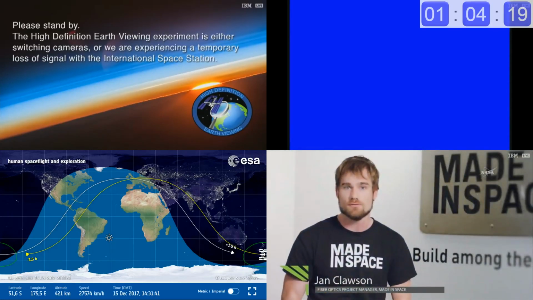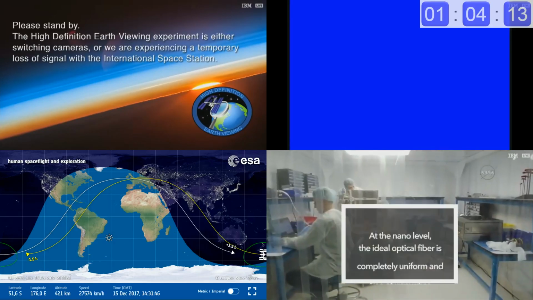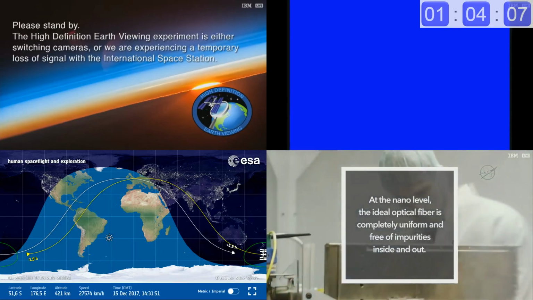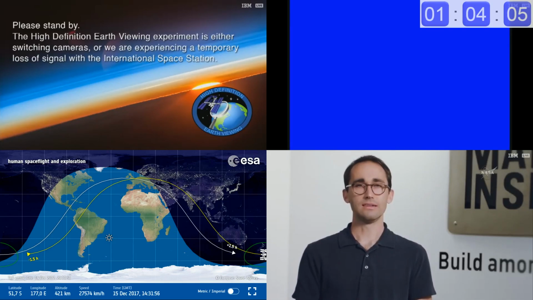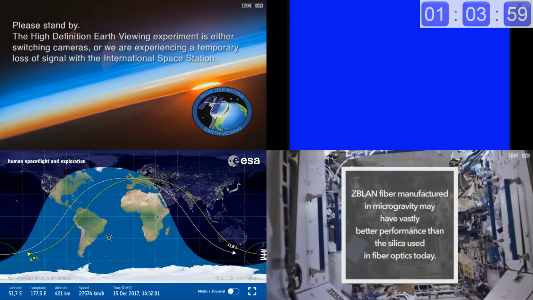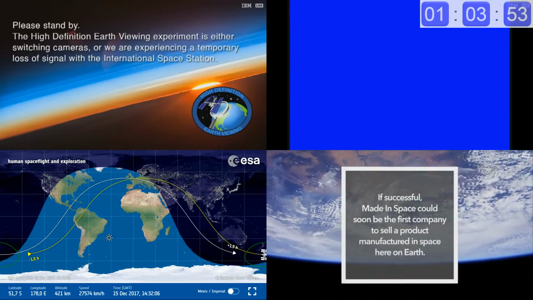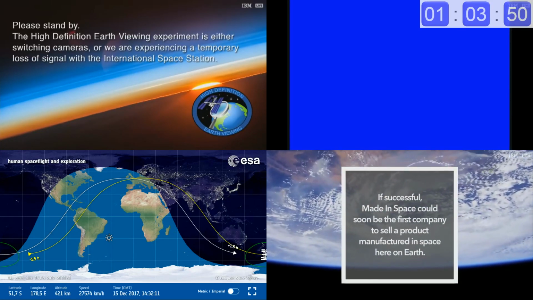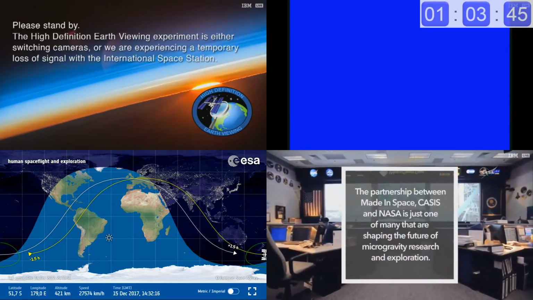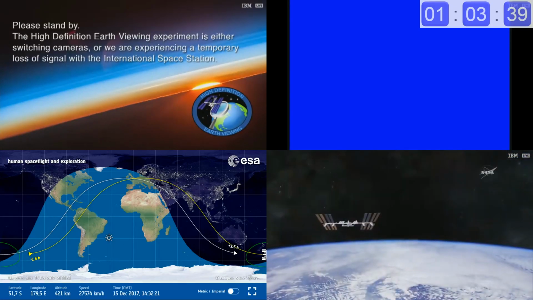The ideal fiber optic cable is one where the outer diameter does not change at all. There's no impurities inside of it, there's no crystals inside of it, and it's all the same material. If you make Z-band glass fiber in microgravity, it is somewhere on the order of 10 to 100 times lower attenuation than today's traditional silica fiber. We hope that we'll be offering products that are manufactured in space within the next year or two. We would not be here today without NASA and without CASIS and without the investment and opening up of the International Space Station.